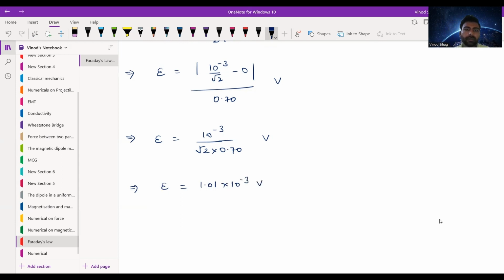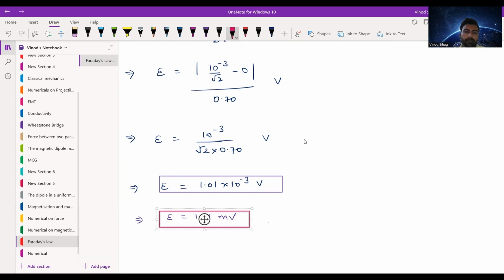Or if you want to convert into millivolt, then the equation will become E equals 1.01 millivolts. So this will be the magnitude of induced EMF.